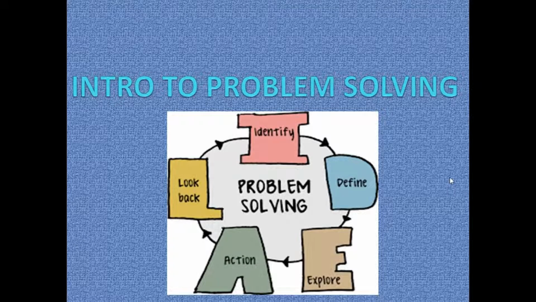Today, we'll be looking at a new chapter from CBSE Computer Science Class 11, and that is Introduction to Problem Solving. Now, as you can see in the diagram shown here, there are various steps in problem solving. First, we have to identify the problem. Then we define what the problem is, explore the problem a bit, take some actions about it, and once again look back at the problem. Now, this takes place in a complete circle or a complete revolution.